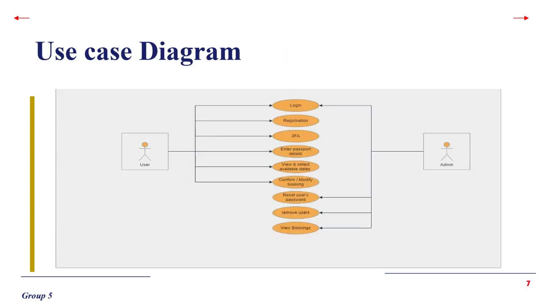This is the use case diagram. There are separate use cases for user and admin. The user can log in, register, use the two-factor authentication, enter passport details, view and select available dates, and confirm or modify. Whereas the admin can log in, reset user passwords, remove users, and view bookings.